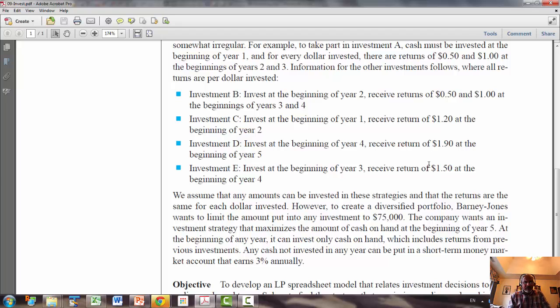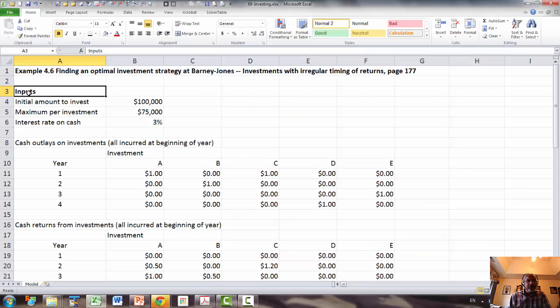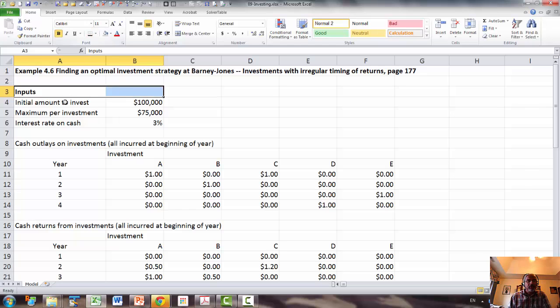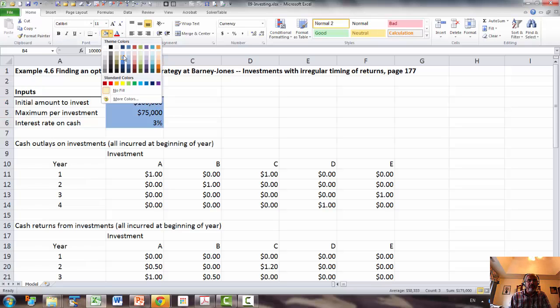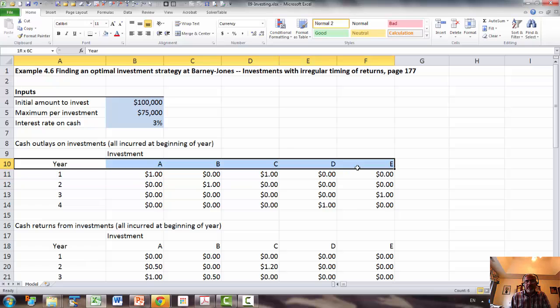And if you have any cash left over from going from 1 year to the next, there is a 3% annual return on cash that is available. Okay, so let's look at the spreadsheet. So here are the inputs: the initial amount of cash available for investment, the maximum investment in any one given opportunity, and the interest rate on cash going from 1 year to the next.